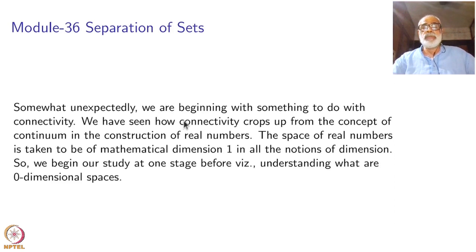Somewhat unexpectedly, we are beginning with something to do with connectivity. We have seen how connectivity crops up from the concept of continuum in the construction of real numbers. The space of real numbers is taken to be of mathematical dimension 1. Whether it is topological dimension or vector space dimension and so on, all of them you can call mathematical dimension, and that dimension is 1. The word dimension in physics has a slightly different connotation. So in all mathematical dimensions, the space of real numbers must have dimension 1.